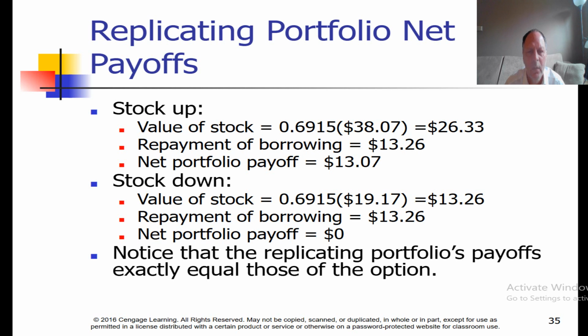which is what we would need to pay off the value of the option. If the stock goes down, then the value of our stock holdings would be 0.6915 times 19.17, which we get from our initial stock price of 27 times 0.71. And the value of our stock portfolio is only $13.26, which is the exact amount of money we need to pay off the borrowing for the replicating portfolio. We are left with no money, but we don't need any other money to pay off the option because it's worthless. So notice that the replicating portfolio's payoffs exactly equal those of the option.